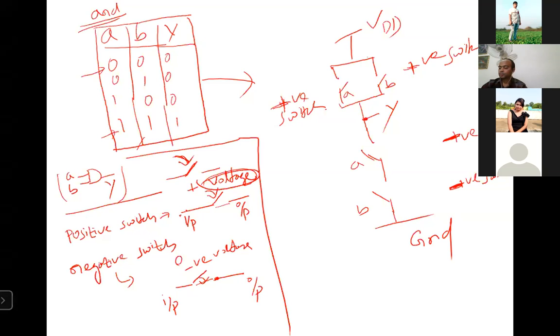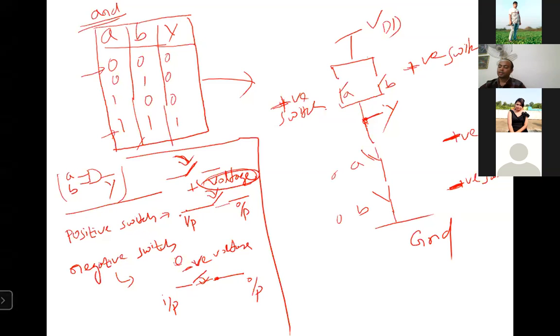If both are off, what will happen to this? These are the negative switches. I have given A equal to 0, B equal to 0. Look here. For the negative switch, if I'm giving negative voltage, or comparing to the other one, it is 0, at that time it will be on. So this will be on, this will be on. So this point will be connected to ground.